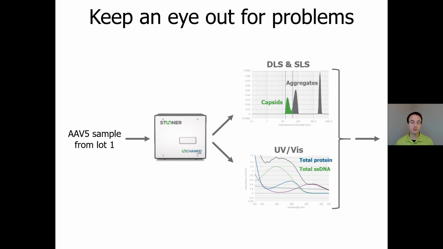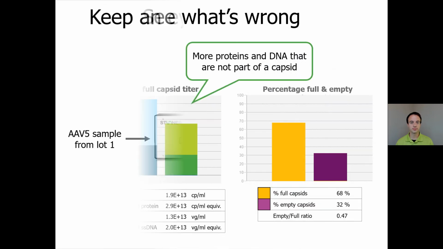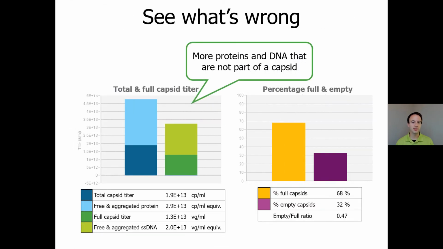Let's check out an example using Stunner. Here we have a sample of AAV5 from lot 1. In this case, DLS alone was already setting off alarm bells. There are a lot of aggregates shown by grade peaks in the DLS curve in the upper right. But let's look at Stunner's other readouts for this sample. Stunner has picked up on that messy DLS signal and used it to divide up the protein and DNA bars to show that there's a lot of protein and DNA in this sample that's not part of a capsid. Those are the light blue and light green bars. UV-Vis alone would have only told you the totals. You also needed DLS info to get the full story and see what's wrong.